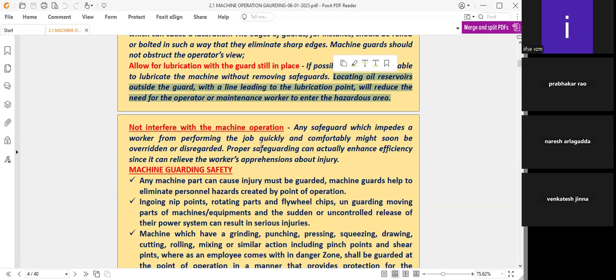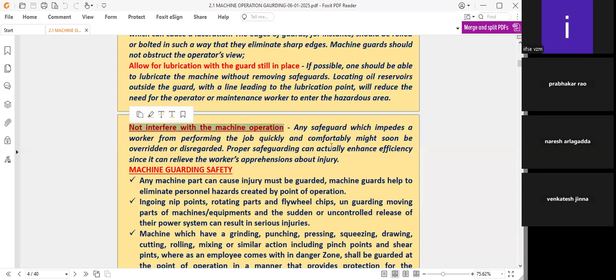A very important point: any safeguard which impedes a worker from performing a job quickly or comfortably might be overridden or disregarded. A proper safeguard can actually enhance efficiency since it can relieve workers' apprehensions. That means he cannot have any fear about this. It means the guard does not interfere with the machine operation.